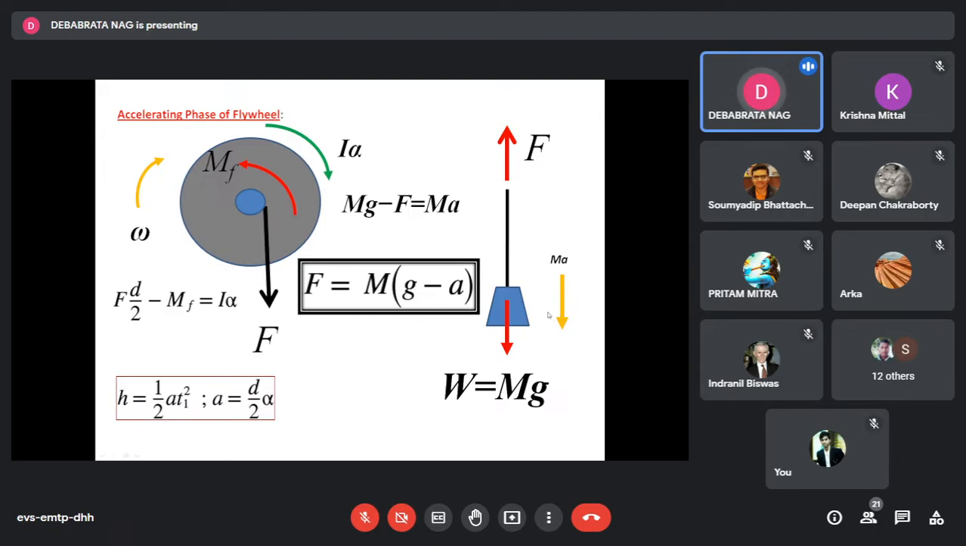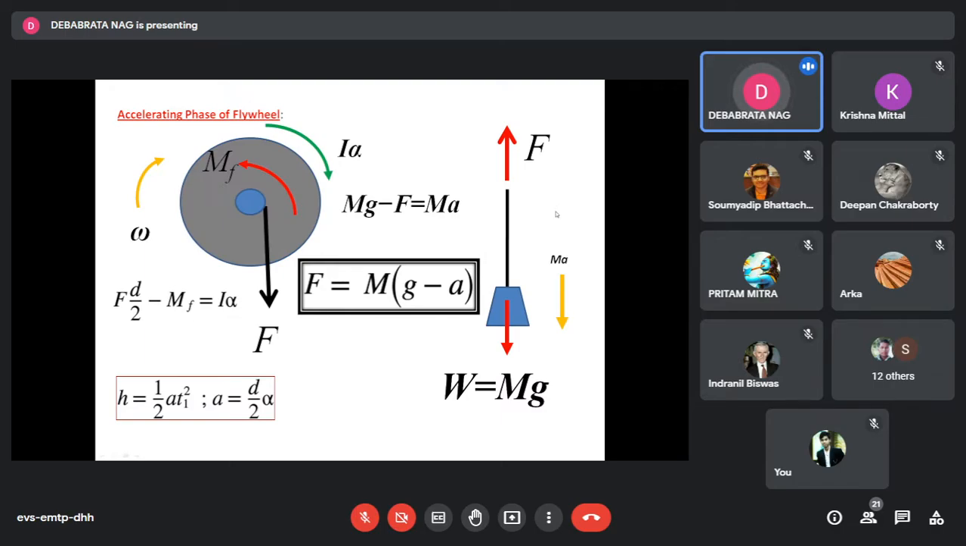So, and you see therefore that if I write Newton's second law of motion to this falling weight, if we neglect the weight of the string, mass of the string, well, actually there will be some mass, but with respect to this capital W or this capital M, this is negligibly small.